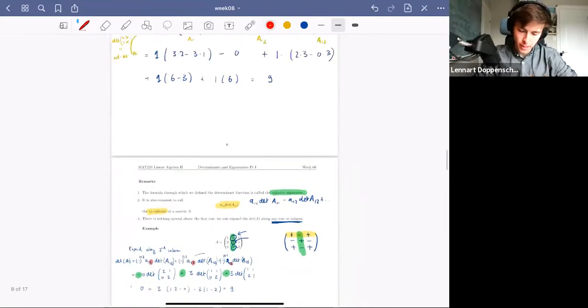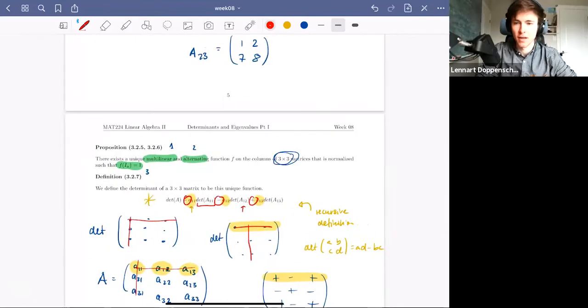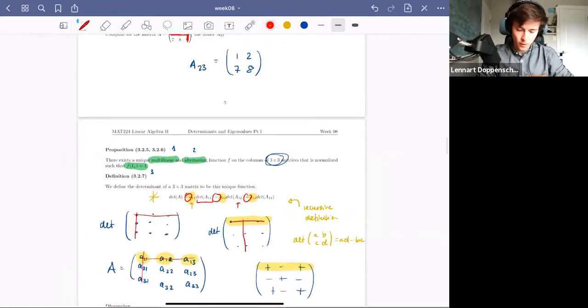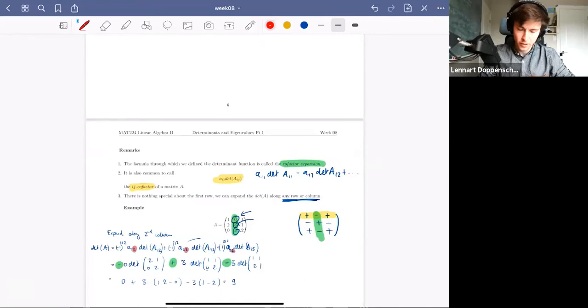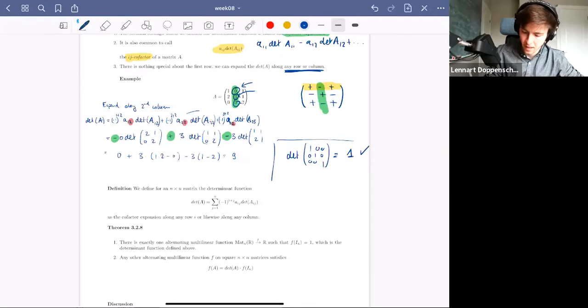So what I haven't talked about really is the proof of this proposition 3.2.5, because I find it doesn't add too much to the discussion, as long as you know that this determinant is actually multilinear, alternating, and it has the value 1 on the identity matrix. Something you can just easily verify. So if you have the determinant of the identity, you can verify with this equation that it is indeed equal to 1. And you can also say that the determinant of A is multilinear.